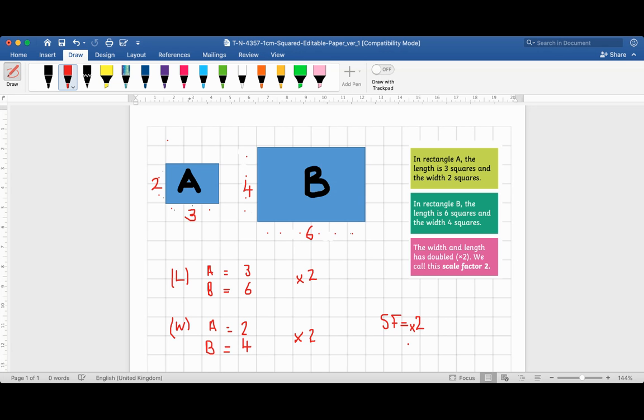And that's it. When you're looking at enlarging shapes and looking for the scale factor, you need to compare the widths and the lengths of both shapes and see if you can spot any patterns.